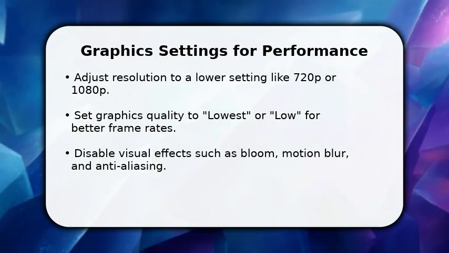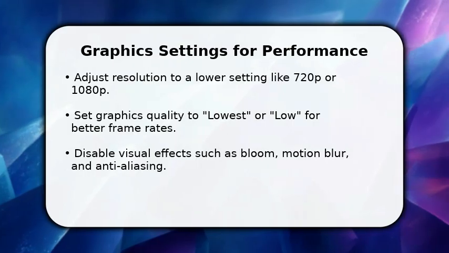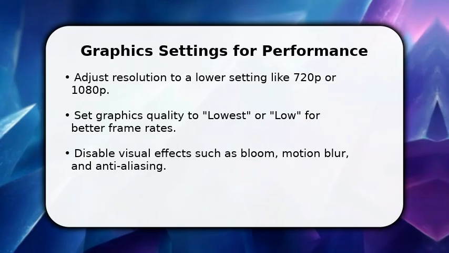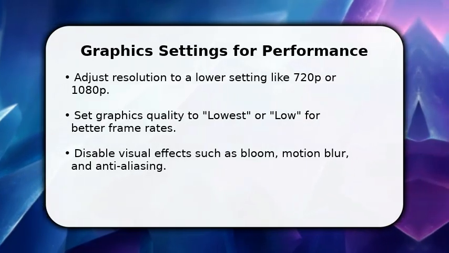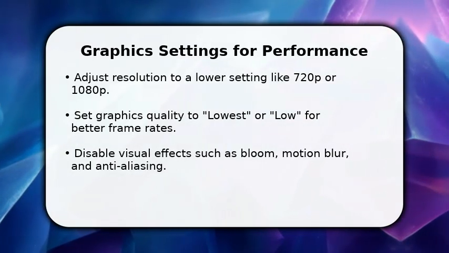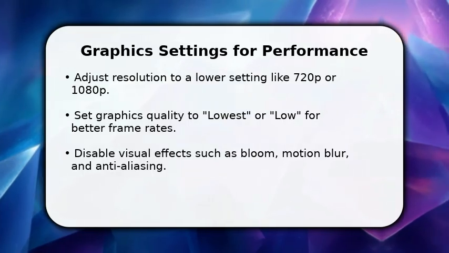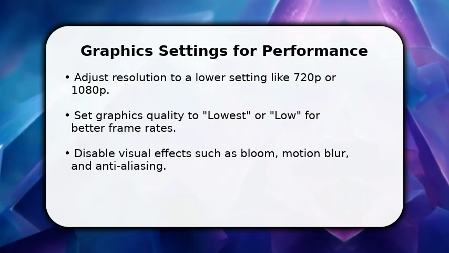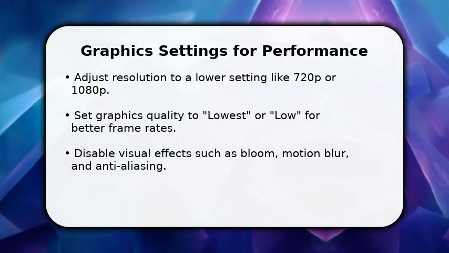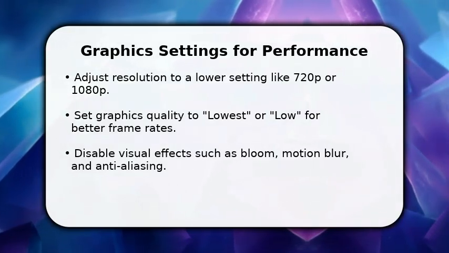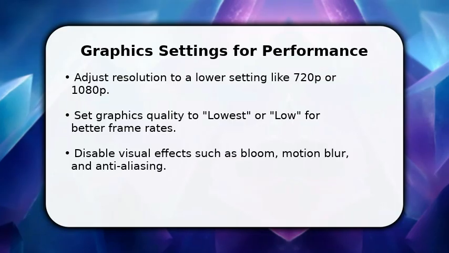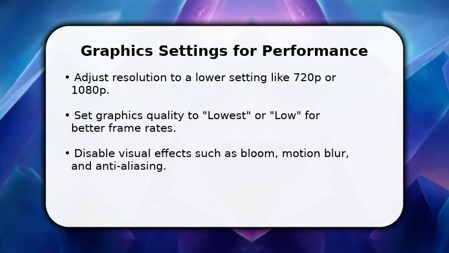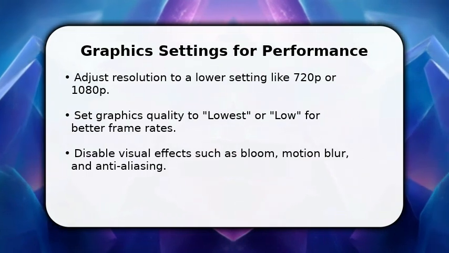In this video, I will explain how to play Genshin Impact on a low-end device. First, let's dive into graphics settings. Lowering your game's resolution significantly boosts performance. Try 720p or 1080p. Set your overall graphics quality to lowest or low to reduce the visual load. Also, turn off demanding effects like bloom, motion blur, and anti-aliasing for a smoother experience. These changes are crucial for improving frame rates.